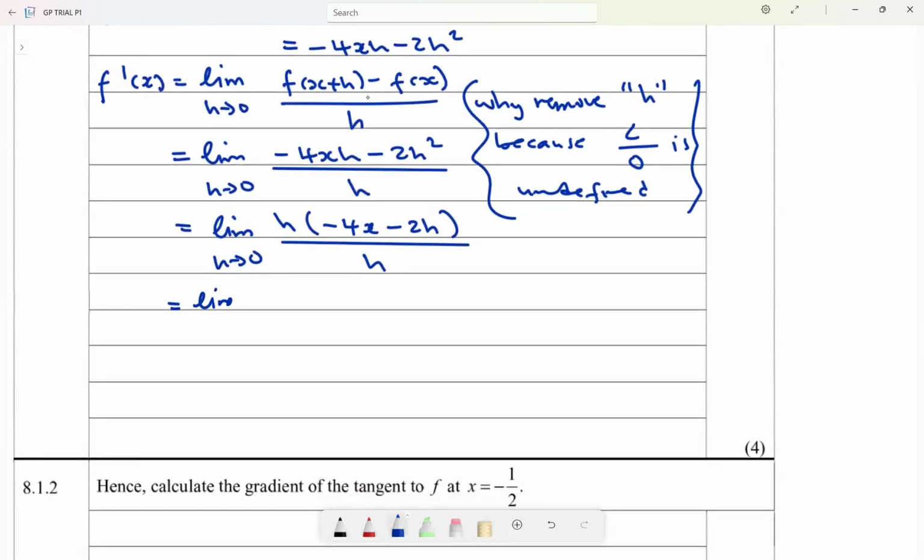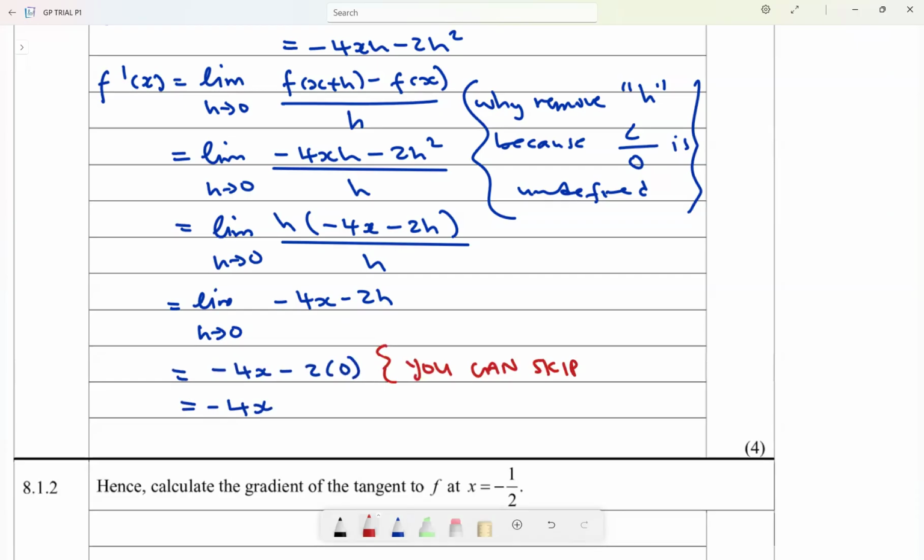And then I'll have limit as h approaches 0. The h and the h will cancel. I'm just left with negative 4x minus 2h. And then remember, when you substitute, you do not introduce, you omit the h. So you can say negative 4x minus 2 into 0. When you substitute, you omit the 0 and then your answer is negative 4x. Okay? You can skip this step if you don't like that step.